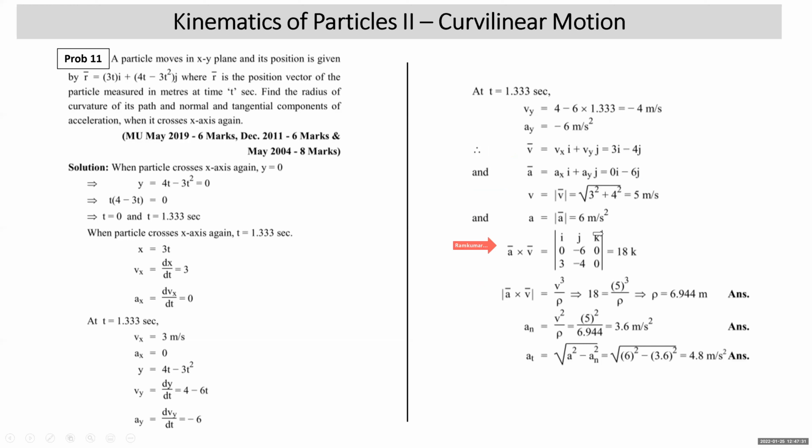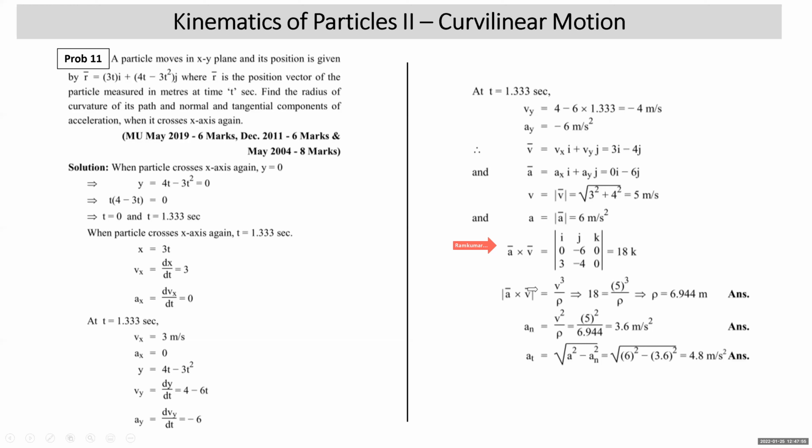a cross v, i j k, this is ax, ay, this is vx, vy. You can see that when you solve this, you will get only the k coefficient. In plane curvilinear motion, when you take a cross v, you will get only the k coefficient. The i and j coefficients will not appear in the simplification. The k coefficient is 18.